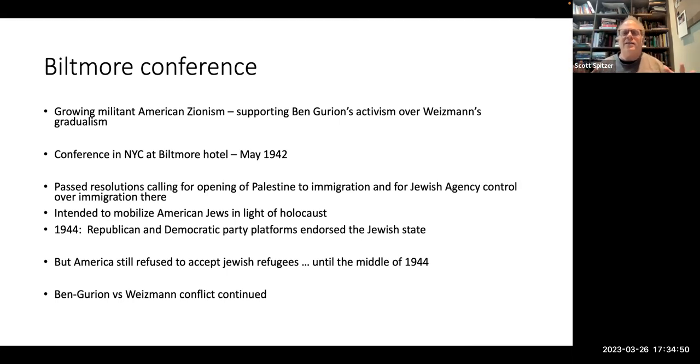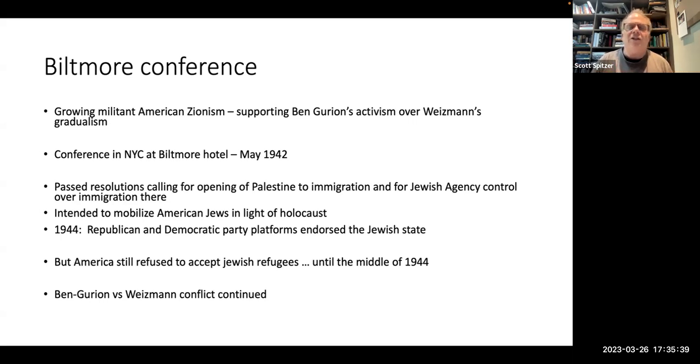Ben Gurion and Weizmann decide, let's go to the United States. So they go to the Biltmore Hotel in New York City in May of 1942. And they decide that they're trying to get a Zionist movement established in the United States that is going to be a little bit more forward thinking about opening up Palestine for immigration, and particularly for Ben Gurion, in terms of his individual conflict with Chaim Weizmann, which I'll get to in a minute. He wants more control in Palestine over the immigration there.